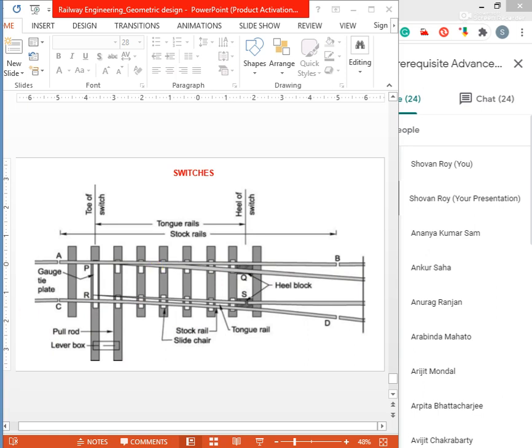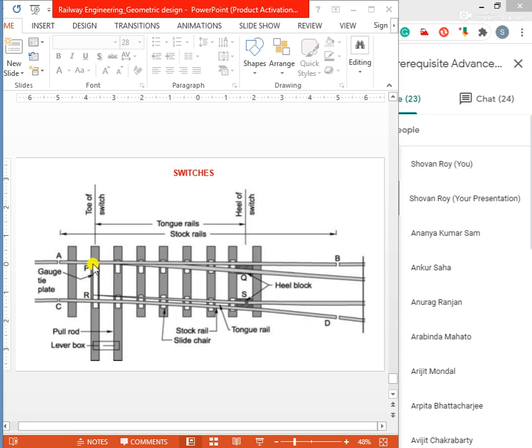A pair of heel blocks which hold the heel of the tongue rail is held at the standard clearance or distance from the stock rails. So this heel portion is fixed. Basically, the RS section is movable, and PQ is almost completely fixed. But this PR portion can move from one place to another, in the transverse direction.